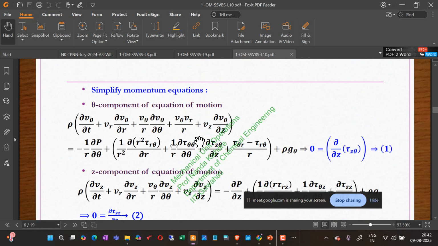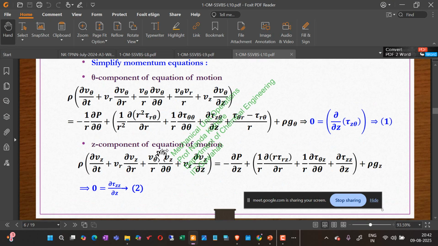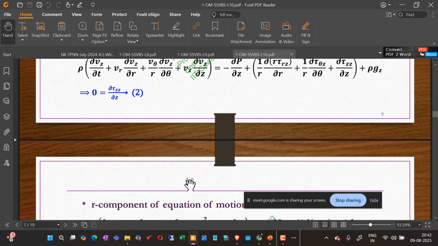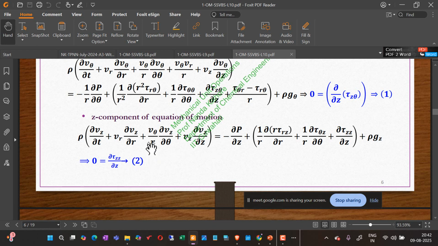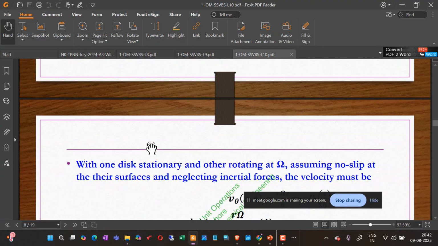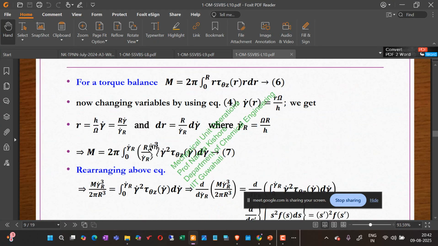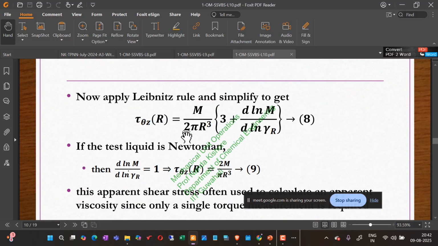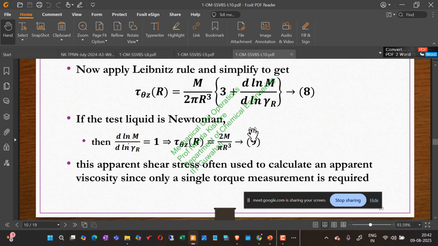So coming to the main equations, which was the theta component of the equation of motion, which will give you this normal shear stress distribution, and then this r directional equation of motion has been solved. So the main thing is, after applying Leibniz and everything, you will come to know that if the test liquid is Newtonian, then what you are getting is tau theta r equals 2M by pi r cube, right?